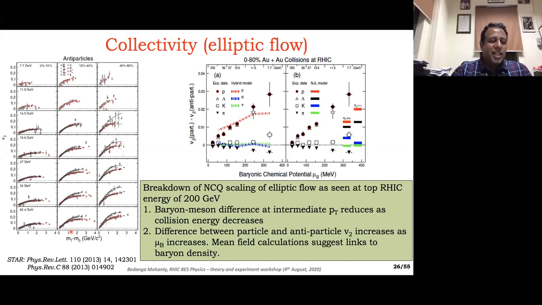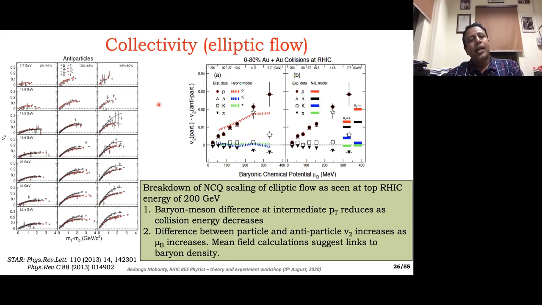Let's look at this middle panel. You can see distinctly, around the mid mT minus m0, there is a distinct difference between baryons and mesons, the red and the gray bands. And that is the basis of the number of constituent quark scaling. This difference gradually reduces as you go to lower energies, indicating that hadronic interaction seems to be dominating at lower energies compared to those at higher energies. So the NCQ scaling, as we saw at the RHIC top energies, is no longer holding at the lower energies. This is one of the key measurements of the turn-off of the effects that we saw at the RHIC top energy.